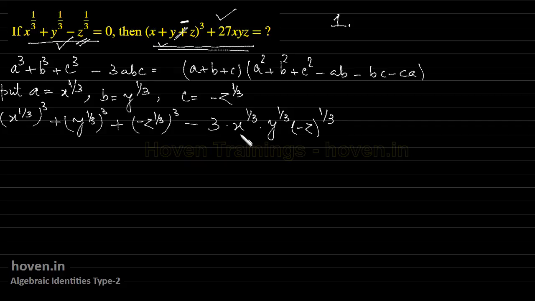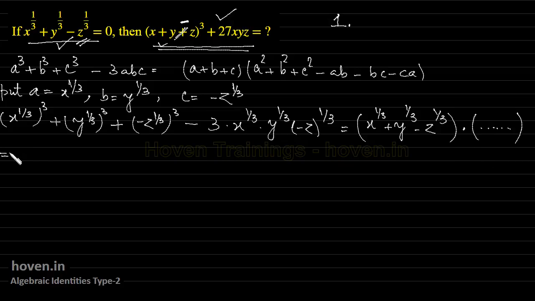Now this x raised to the power 1 by 3 has been fitted as a, b as y and c as z. This is equal to the sum of these three quantities, which comes as x raised to the power 1 by 3 plus y to the power 1 by 3 minus z to the power 1 by 3, and then the expression which I am writing as dots. In case we need that, we'll make use of that.